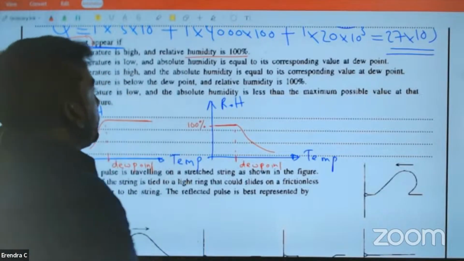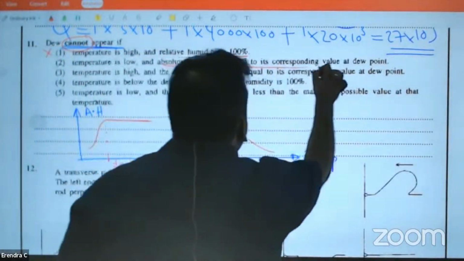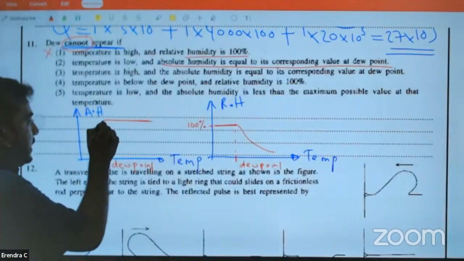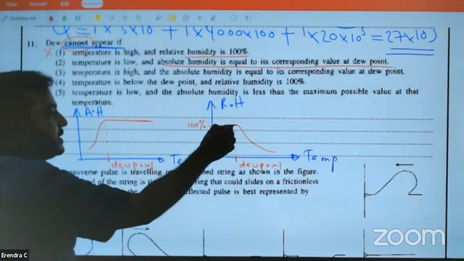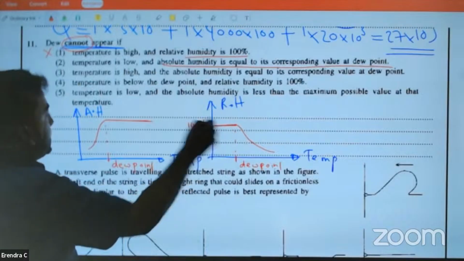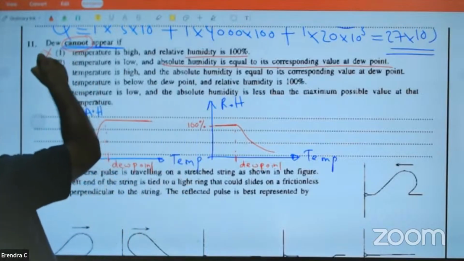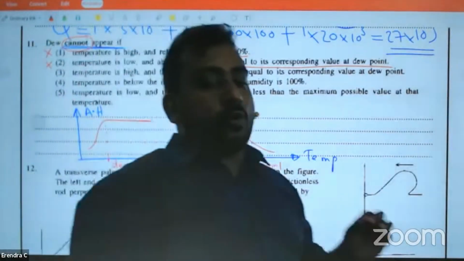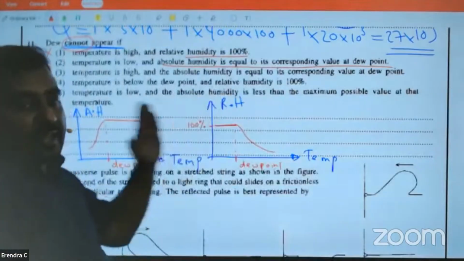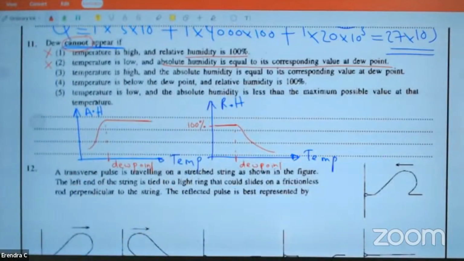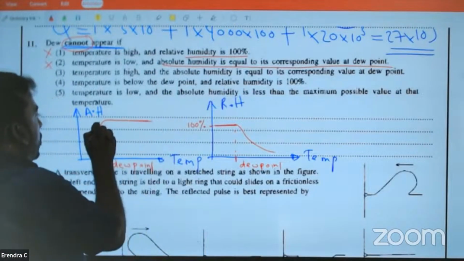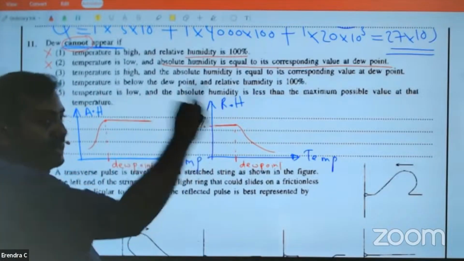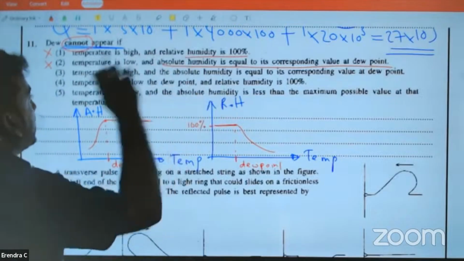Temperature is low, absolute humidity is equal to the corresponding value at dew point. Absolute value equal to the corresponding point at dew point means RH is 100%. RH is 100% means dew has been reached. The second one is also wrong. Whether temperature is low or high does not bother, but there's a point. At that point only that matters. So absolute humidity equal to the corresponding point at the dew point means RH is 100. That means dew has formed.